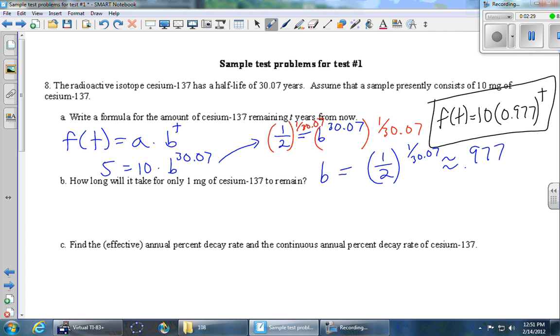Part B, how long will it take for only 1 milligram of cesium-137 to remain? So we're going to use the formula we just put in the box, but the 1 milligram has to go somewhere. It goes on the left-hand side. That's how much stuff we have. We want it to be equal to 1 milligram. So divide both sides by 10.